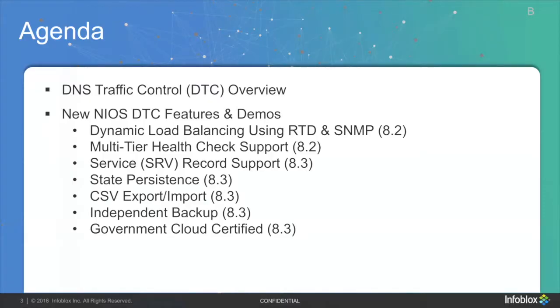We're going to give you a quick overview of DTC, and then we're going to jump into the details around the new features and demos. So dynamic load balancing with RTD and SNMP, the multi-tier health check support feature. Those are both in 8.2, but since you haven't seen them yet, we wanted to bring those forward today. And then the service record support, state persistence, CSV, which I know is important to several customers, and then the independent backup. We'll also be talking about our government cloud certification, and then we'll wrap up with some Q&A.